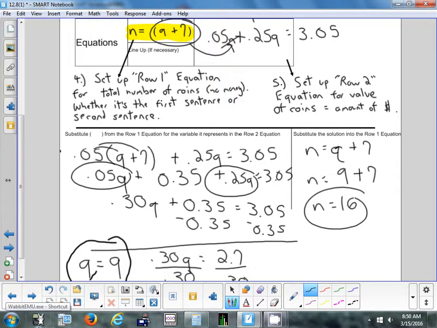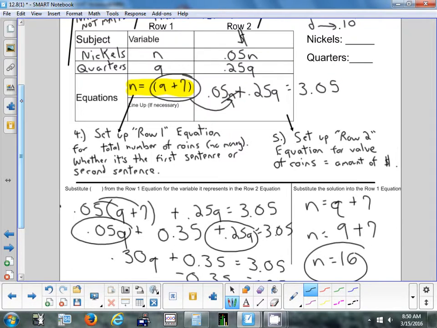All right, so make sure you go back up to your spot. How many nickels do we have? 16 nickels. How many quarters? 9. Make sure you write it in. All right?